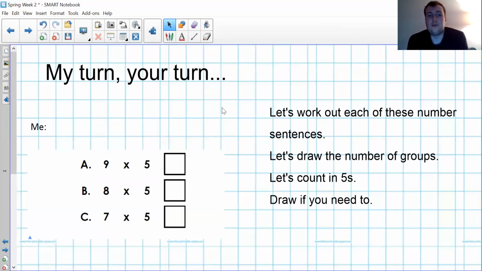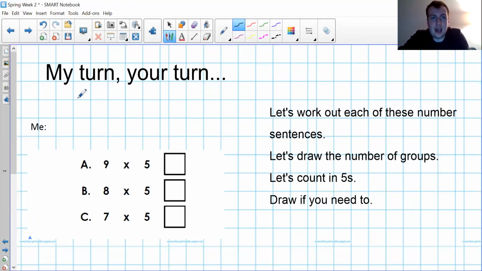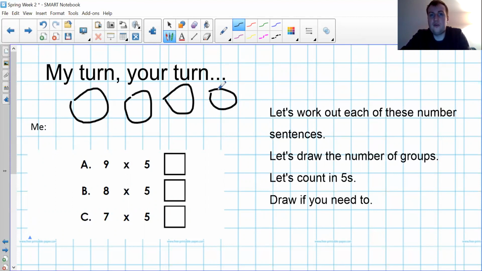Okay, so first one I will talk you through, and then you can go off and do the rest. So 9 times 5. So our first step is how many groups? So I need 9 groups. 1, 2, 4, 5, 6, 7, 8, 9. And my 5 dots in each.